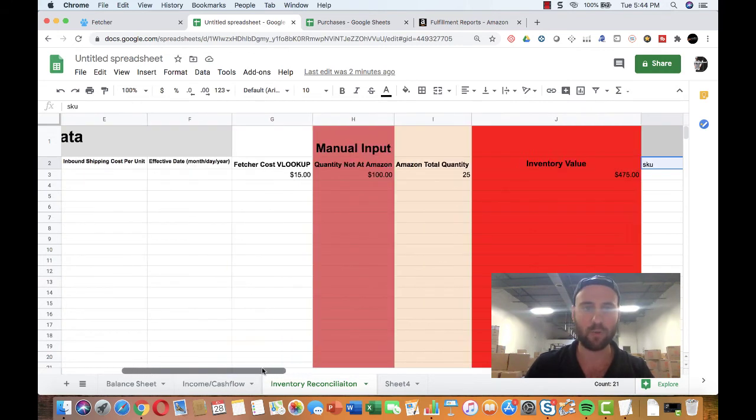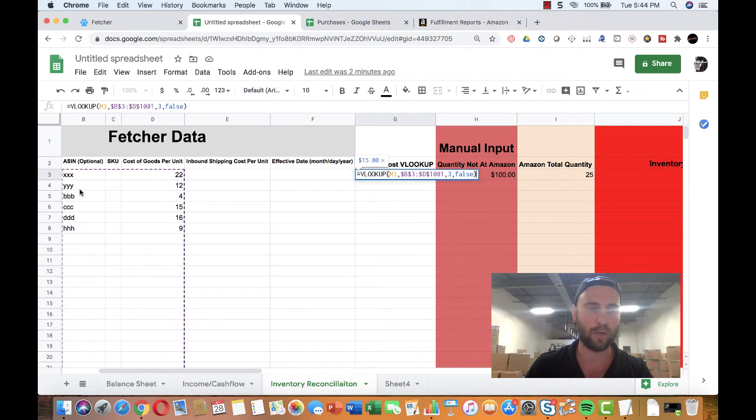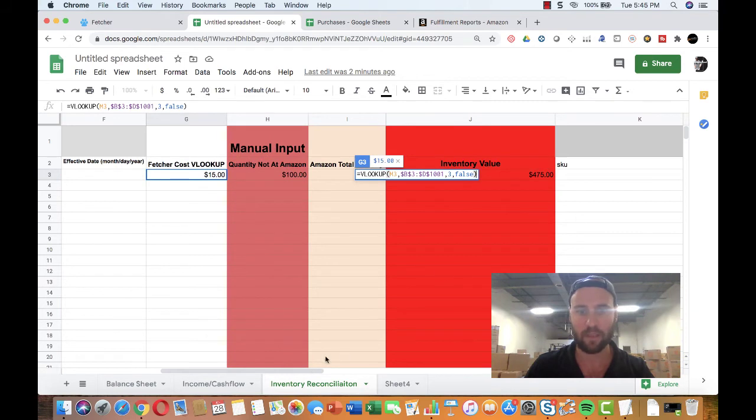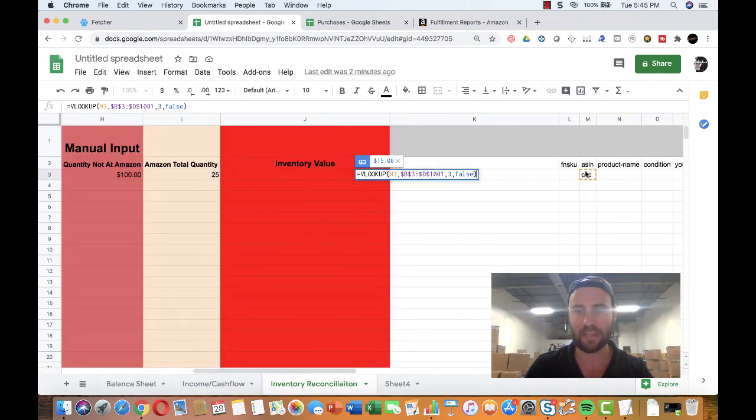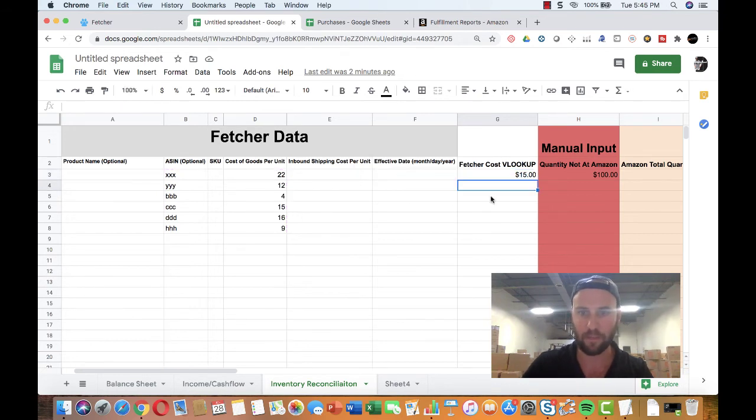What this is doing is this is creating a VLOOKUP, which is taking the cost according to the Fetcher data, and it's looking up that cost based off of this ASIN right here. So CC, it's taking that, it's trying to find in here, all right, where's CC? There it is. Okay, bring me the cost for CC, right? There it is, $15, okay?